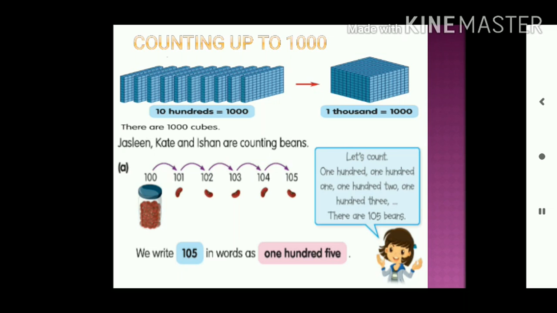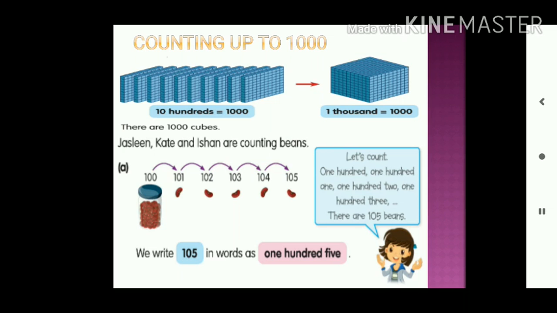Jaslyn, Kate and Ishan are counting beans here. They already have a jar where there are 100 beans and there are 5 beans put separately. If we count after 100, how many numbers will we get? Let us count. 101, 102, 103, 104 and 105. In this manner, we can count and write the number after 100. So we write 105, and 105 in words.